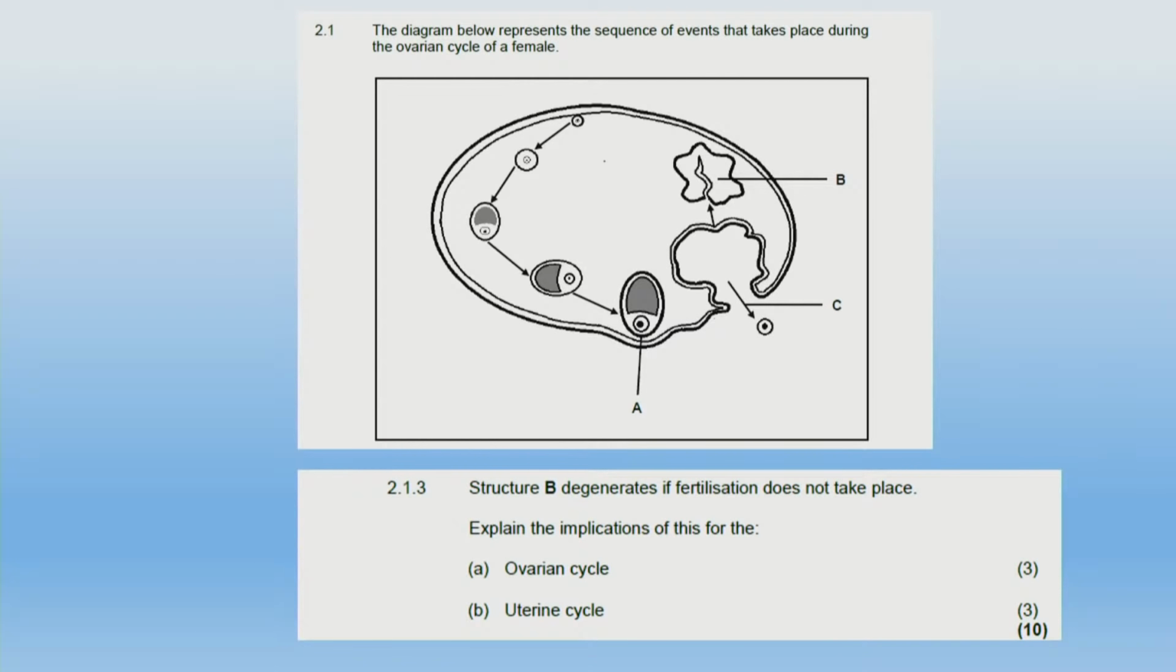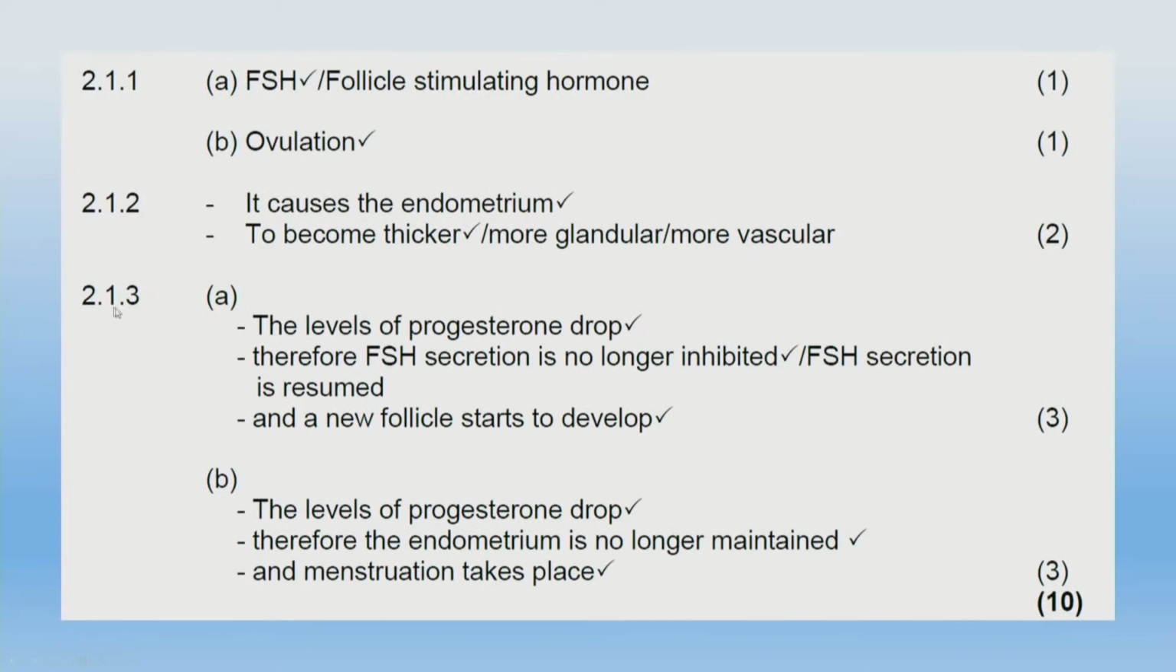Question 2.1.3: if structure B degenerates, and remember that structure B is the corpus luteum, it degenerates if fertilization does not take place. Then explain the implications of this for the ovarian cycle. So it simply means that you have to explain what will happen if the corpus luteum degenerates. Number A, inside the ovary, and number B, inside the uterus. This is how you have to answer this question. I'm just going to show you. Okay, that is question 2.1.3.